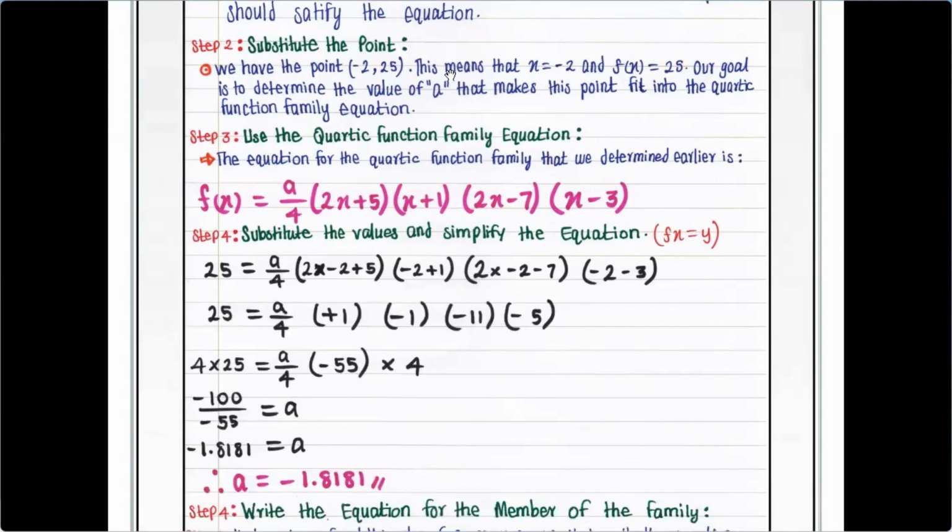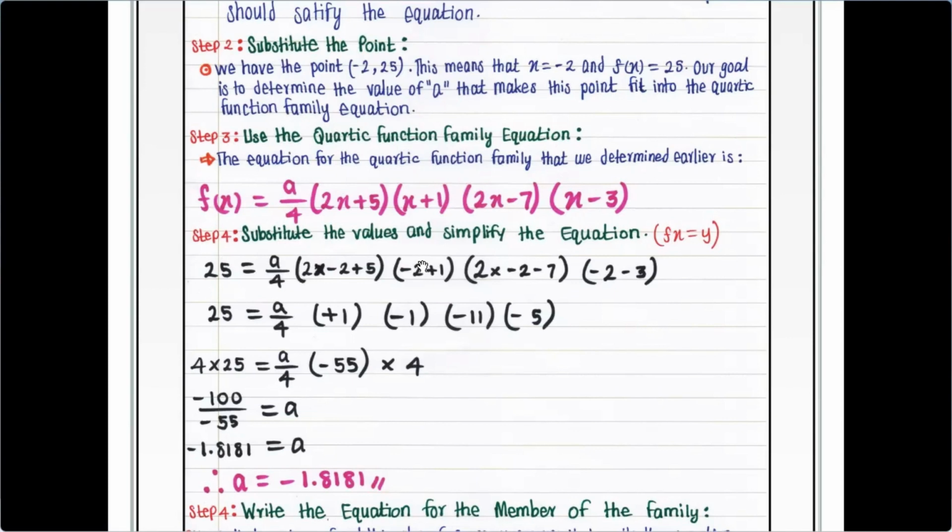Step 2, substitute the point. We have the point minus 2, 25. This means that x equal minus 2 and fx equal 25, or we can say y equal 25. Our goal is to determine the value of a that makes this point fit into the quadratic function family equation. Step 3, use the quadratic function family equation. The equation for the quadratic function family that we determined earlier is fx equal a over 4, 2x plus 5 within bracket x plus 1 within bracket 2x minus 7 within bracket x minus 3.